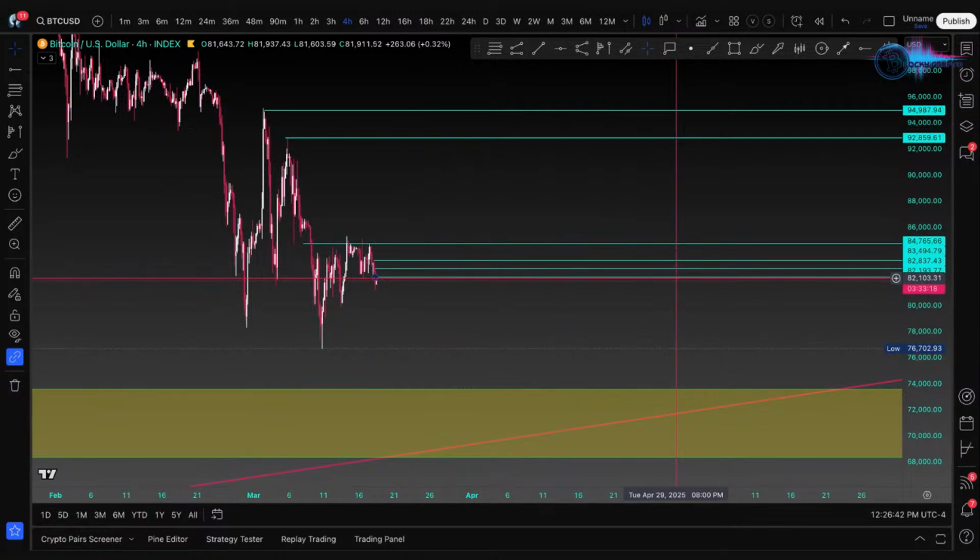If you guys want to see any charts, that's pretty much it on Bitcoin. We're pretty much sideways since March 10th.